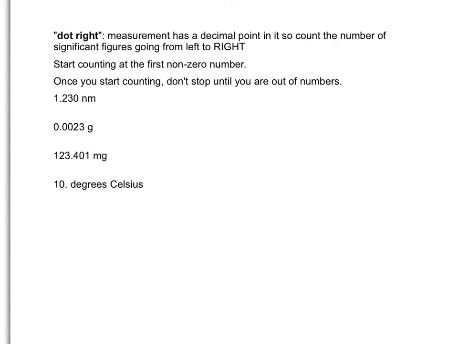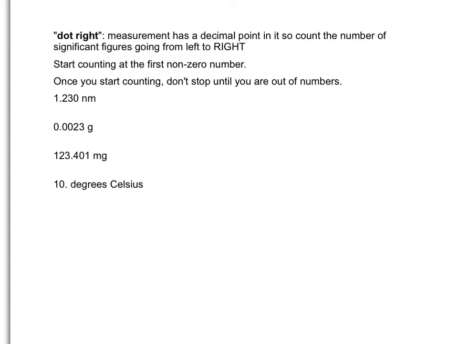Dot right refers to if the measurement has a decimal point, then we will count to the right. We're going to start counting at the first non-zero number, so any number other than zero, and once we start counting, we're not going to stop counting until we run out of digits in the measurement. So in 1.230 nanometers, we have a decimal point, so we're going to count to the right, meaning we're going to start on the left and work our way to the right.